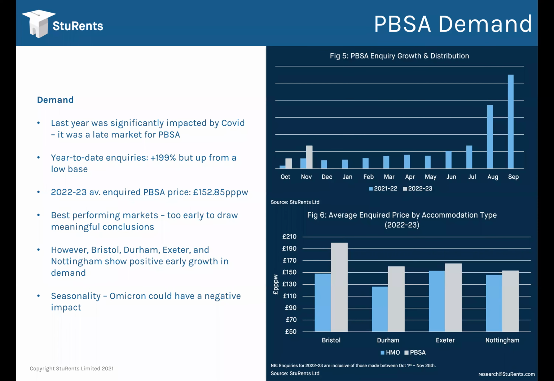Whereas in somewhere like Nottingham, that spread is much, much tighter, around about 5%. Nottingham has been a very strong market, particularly for HMOs, and that spread is reflecting the fact that demand for HMOs in Nottingham is very strong, and that's reflected in the average inquired price, which is not too dissimilar to the average inquired price, so far at least, for PBSA.